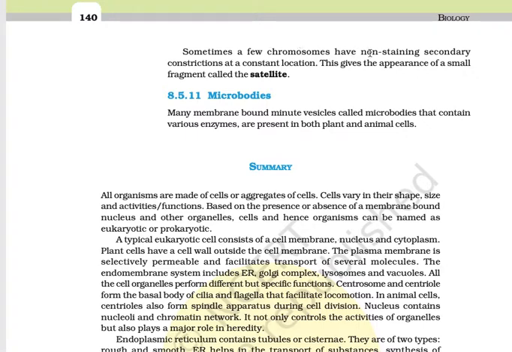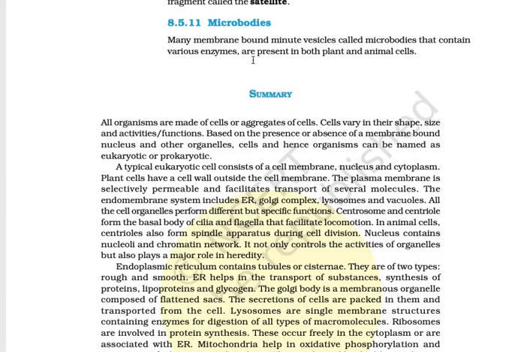Sometimes a few chromosomes have non-staining secondary constrictions at a constant location. This gives the appearance of a small fragment called the satellite. Microbodies. Many membrane bound minute vesicles called microbodies that contain various enzymes are present in both plants and animal cells.